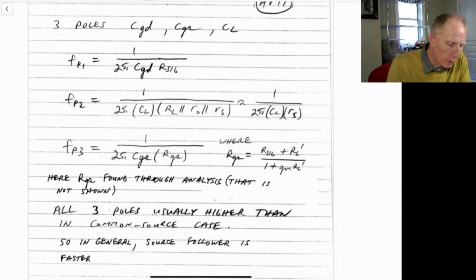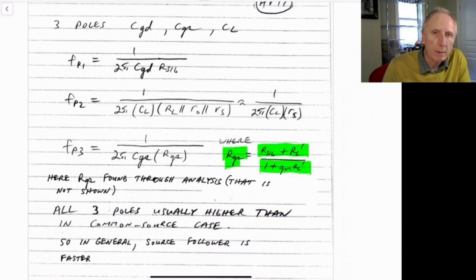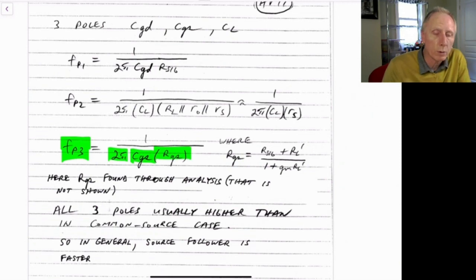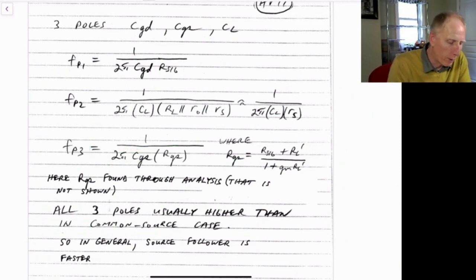It turns out to be just R sub signal plus RL prime divided by 1 plus GM RL prime. And that's equal to the resistance seen by capacitance CGS. If we take that and multiply this times CGS divided by 2 pi as well, we end up with the high frequency pole due to CGS. Now the other two are more straightforward.